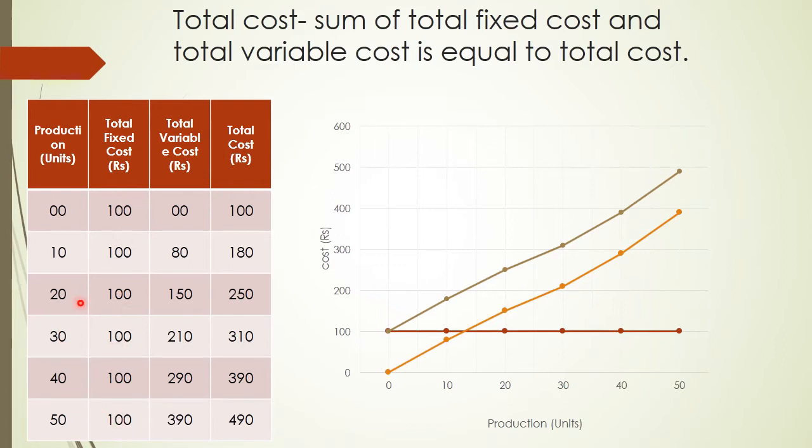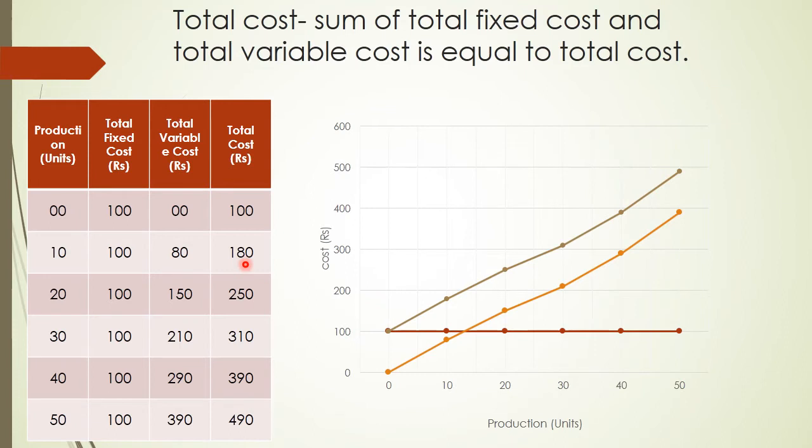See here, this is given production in units and total fixed cost, which is fixed for all the units. Whether you produce 0 units, then also your fixed cost will be 100. If you produce 50 units, then also your fixed cost will be 100. And variable cost changes with the number of units of production. And total cost is fixed cost plus variable cost.